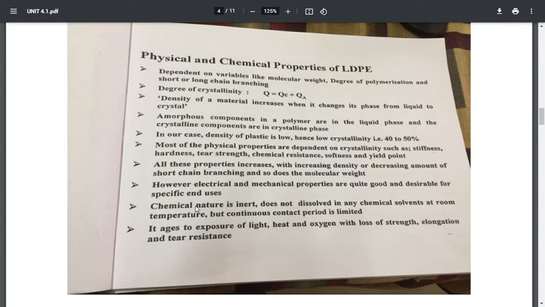Like I said, LDPE can be used for cable insulation. Chemical nature is inert, it does not dissolve in chemical solvents at room temperature. Even the solvents in which LDPE is soluble, toluene and carbon tetrachloride, it is above 100 degrees. So at room temperature, it hardly has any impact. It ages on exposure to light, heat, and oxygen with loss of strength, elongation, and tear strength.